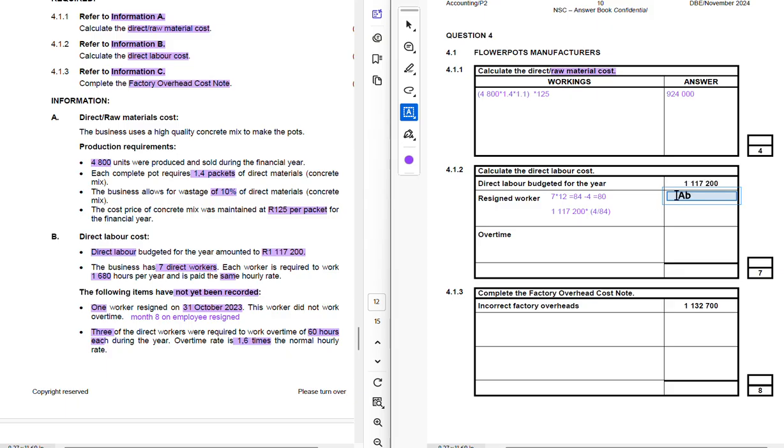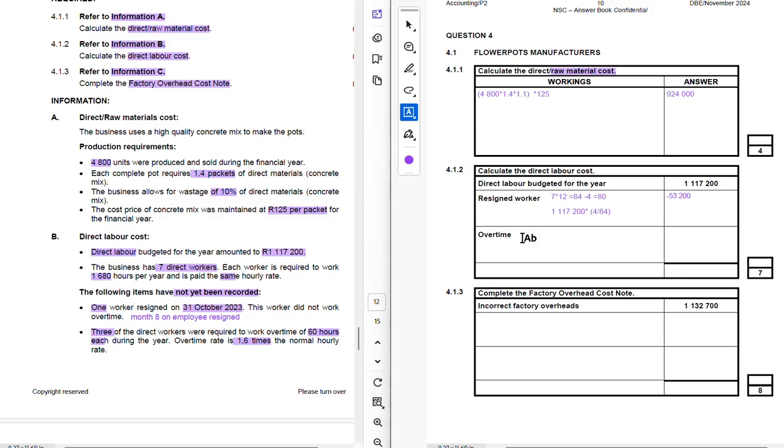I've already discussed the matter of why we have 53,200 as a negative sign. It is negative because this resignation is going to reduce what we initially budgeted to be the labor cost. Now we're going to overtime.